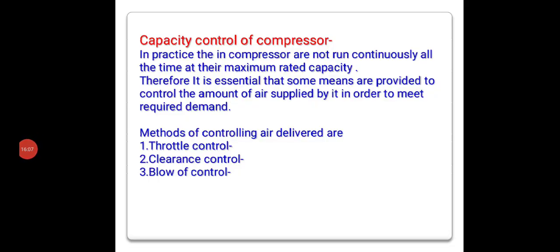Now we are going to discuss one more point, capacity control of the compressor. In practice the compressors are not running continuously all the time at their maximum rated capacity. So it is essential that some means are provided to control the amount of air supplied by it in order to meet the required demand. The methods of controlling air delivered are throttle control, clearance control or blow-off control.